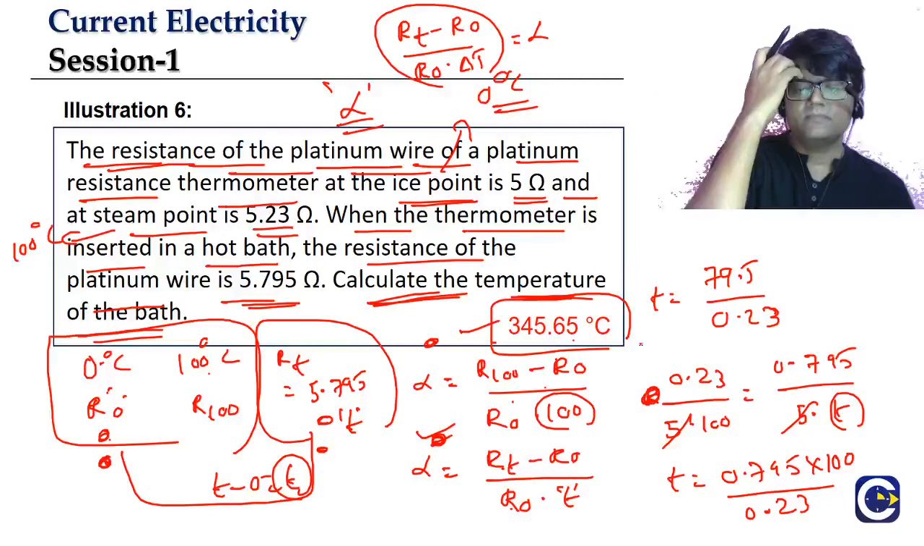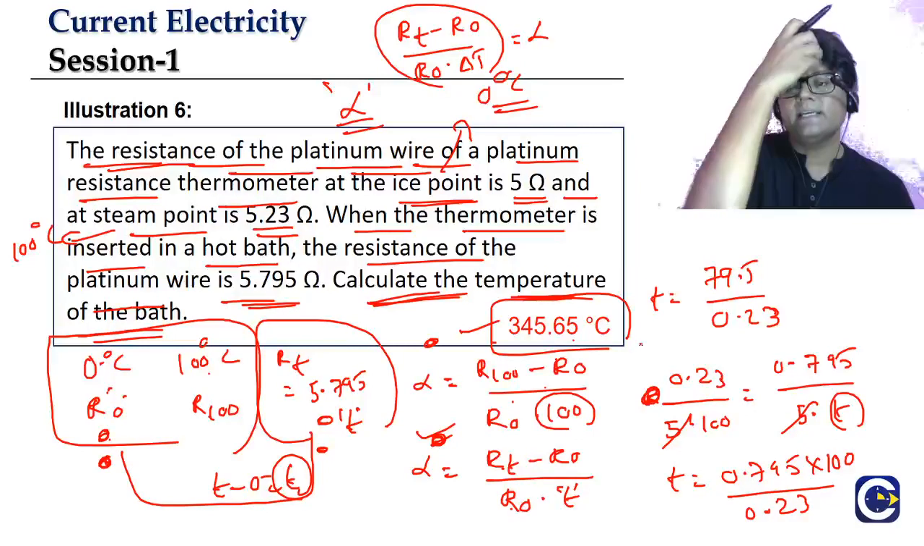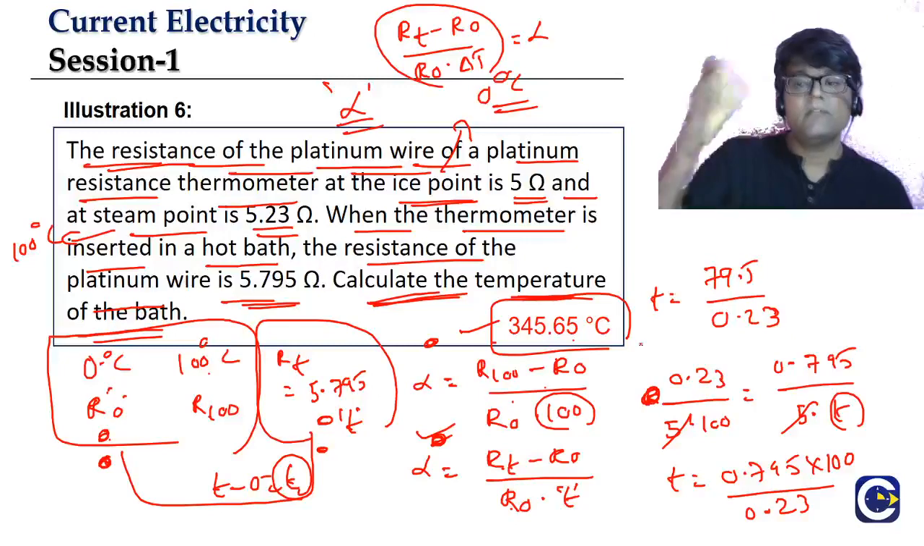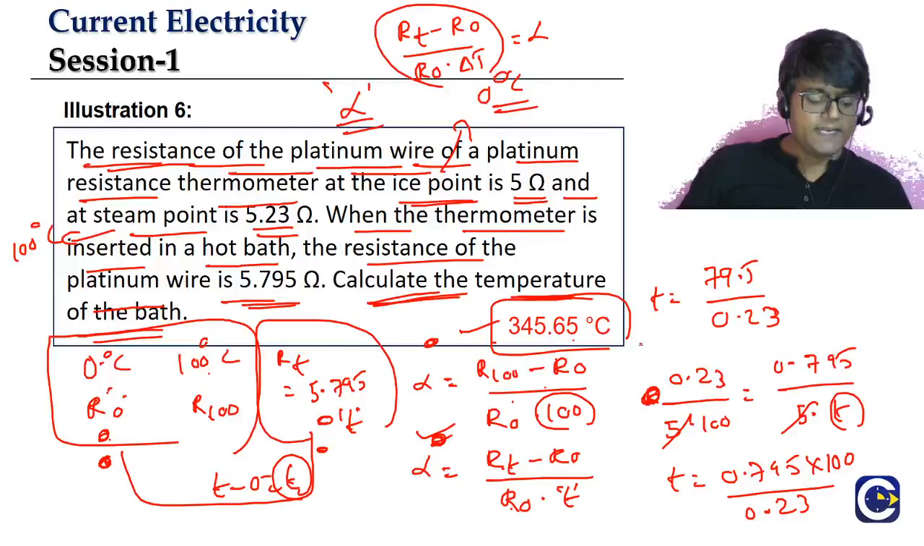345. Approximately it must be coming as what, guys? 345 in terms of the degree centigrade. Because the value of temperature is taken in what, guys? Degree centigrade. Clear, guys? So just check the simplification.